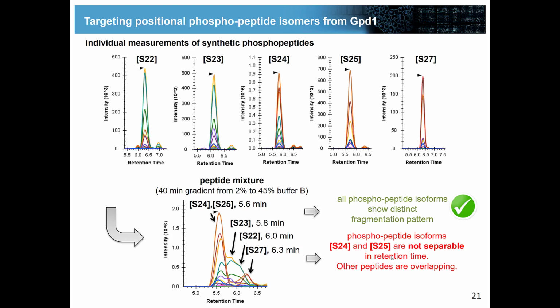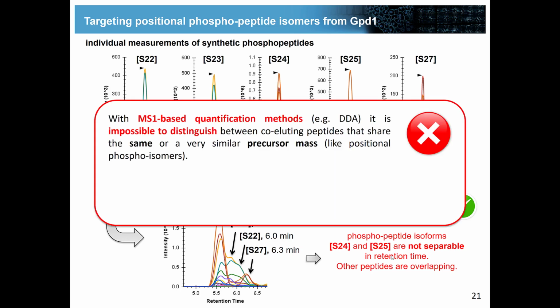Okay, from this learning, I could already draw the conclusion that if I would use shotgun or DDA proteomics and do MS1-based quantification, it would actually be impossible for me to distinguish between these highly overlapping peptides, and especially between these co-eluting serine 24 and 25. Because when you do shotgun proteomics, you perform quantification based only on the precursor mass, and the precursor mass is exactly the same for serine 24 and 25.